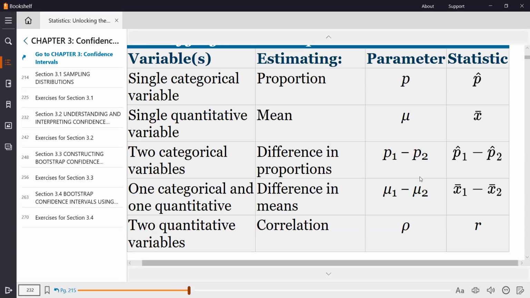What we're going to spend our time today doing is these first two things: estimating a proportion and estimating a mean. All right.